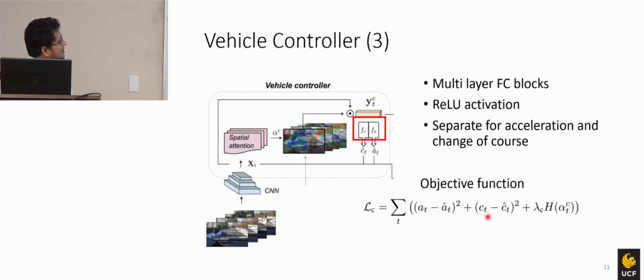The objective function used here is this one. We see the difference in acceleration and change of course, and an additional regularization term which consists of the entropy of the attention with the lambda c hyperparameter. Now we have three outputs from this vehicle controller: YT, CT and AT.